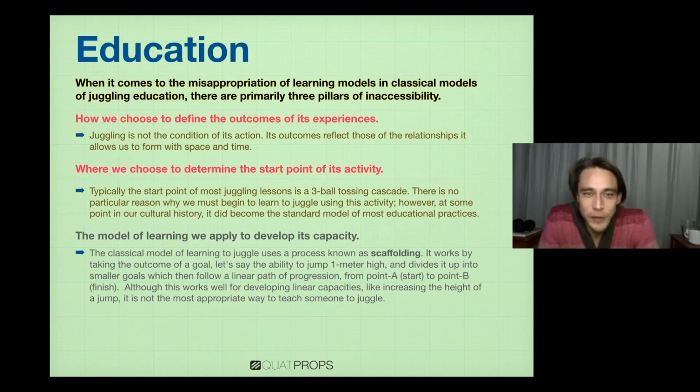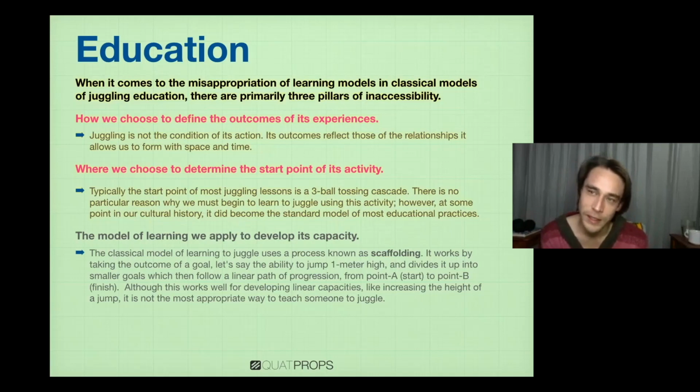So typically the start point of most juggling lessons, not all, there are good teachers out there who understand not to do this, but a lot of programs, especially in mainstream education, it's like, give me the three ball cascade. Day one, everybody's doing three ball cascade. That's the expectation. Why we have this expectation doesn't make sense, because if you compared that to the way we educate music, you're asking the student to start with a very complicated instrument and to play a very complicated song. That's not the beginning.